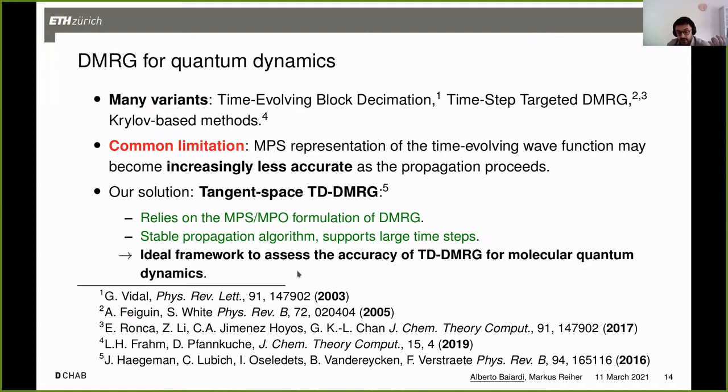And so our goal here was to see how much this affects the accuracy when we apply the TD-DMRG to molecular problems. Among the different variants of DMRG that have been proposed, we rely on the tangent space TD-DMRG theory, mainly for two reasons: because it's numerically stable, and so it supports large time steps and so long propagations, and also relies on the MPS-MPO formulation, which is the pillar of our quantum chemical DMRG frameworks and also code.